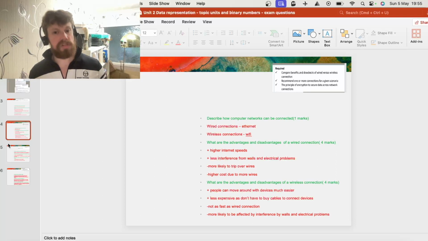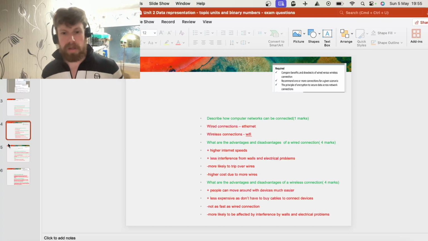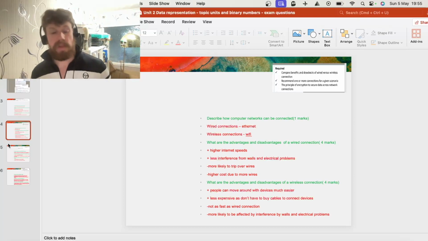So wired connections, higher internet speeds, and less interference from walls and electrical problems. The issue is that you're more likely to trip over wires and higher cost due to having to actually get those wires. The advantages and disadvantages of wireless are generally just the inverse of these.